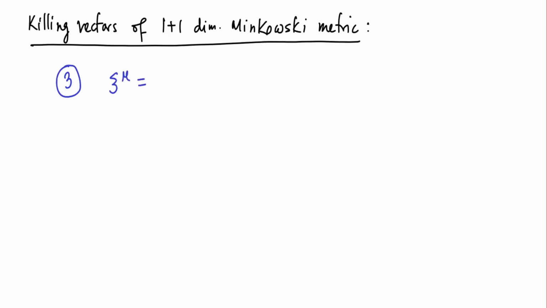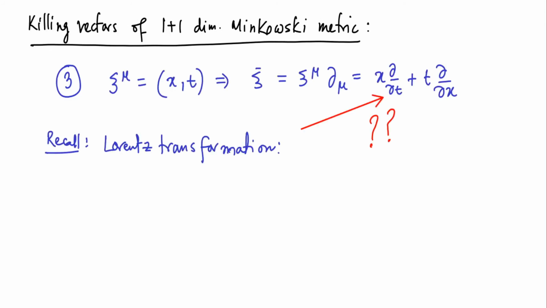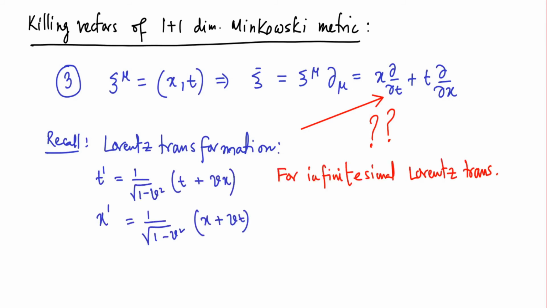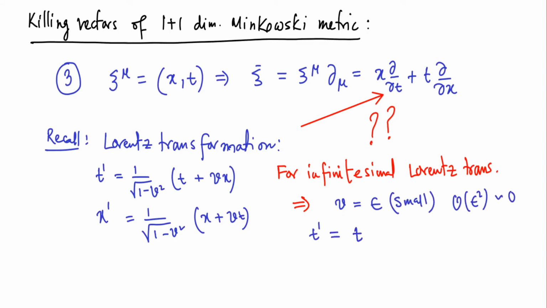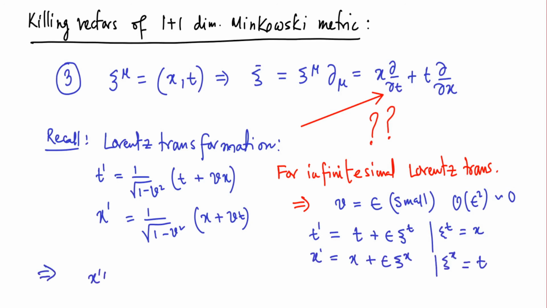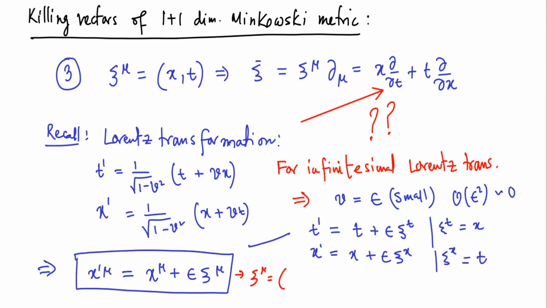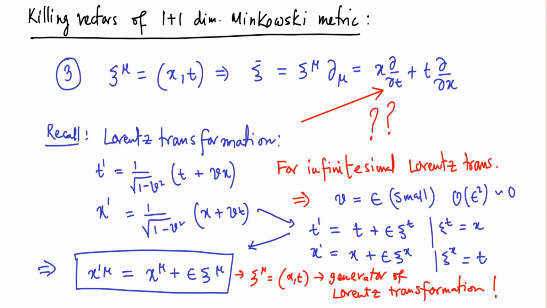We may now ask, what is this third Killing vector? In order to identify this, let us recall the usual expression of Lorentz transformation. For infinitesimal Lorentz transformation, we can reduce the expression as you see here. The constructed xi mu vector is the same as the third Killing vector. Clearly, this third Killing vector is the generator of the Lorentz boost.